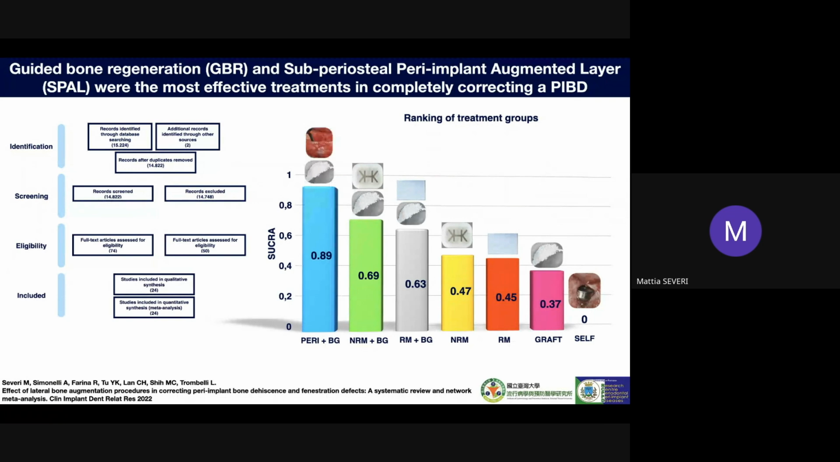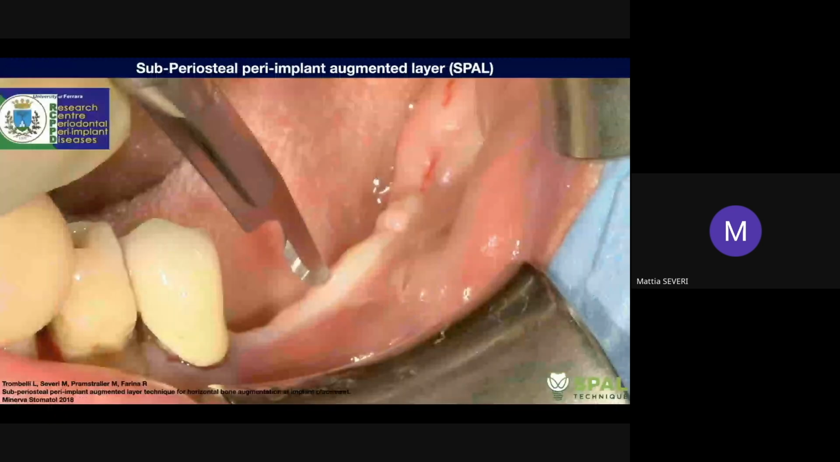And as you can see, don't look at the numbers since they represent a statistical parameter that is not of our interest right now, but we can see that among GBR, the SPAL technique was among the best treatments to achieve a complete dehiscence correction. So let's move to how the SPAL technique works.